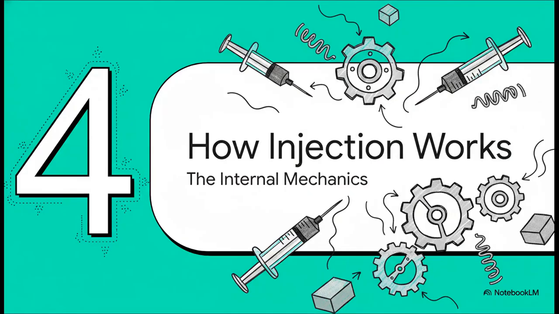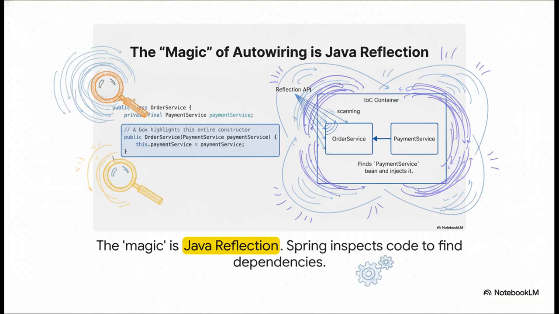All right, so the objects are getting created in the right order, but how does Spring do the injection part? How does it actually connect the dots? Let's dive into the mechanics. The secret sauce here is a super powerful Java feature called Reflection.